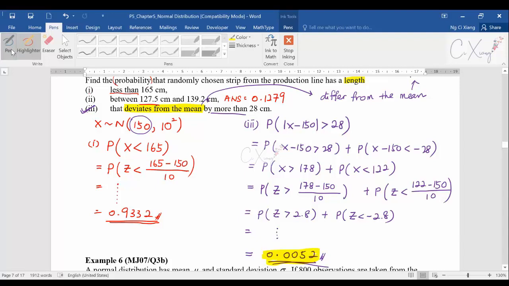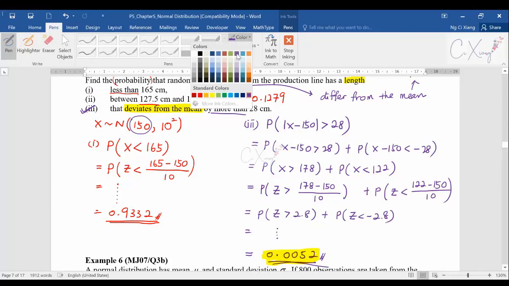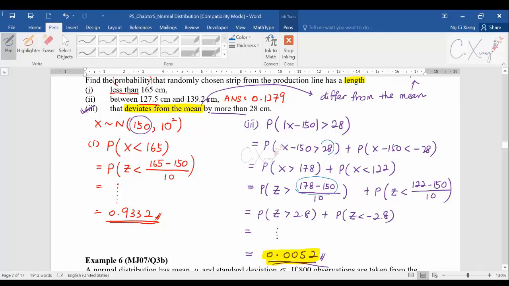Right, then just now I said that I just do it normally like this, so the steps look very logical. For some students who are very clever, they will see that 178 minus 150 is actually 28, and 122 minus 150 is actually negative 28.